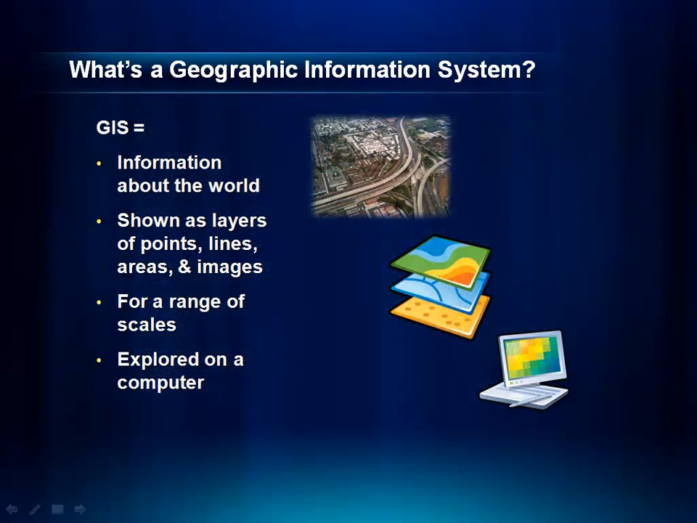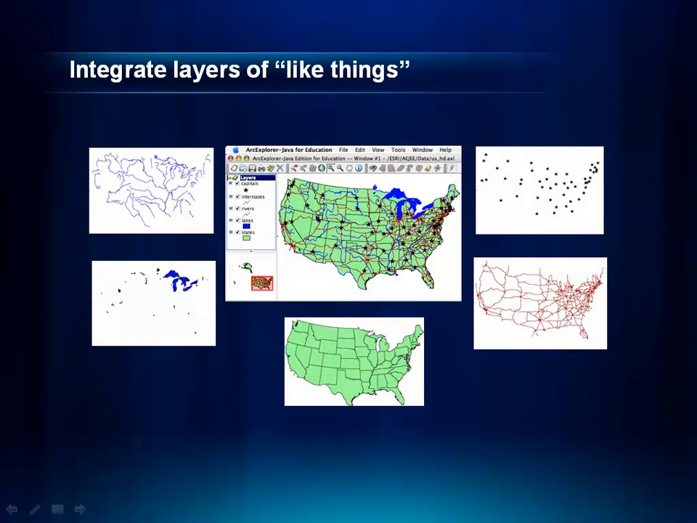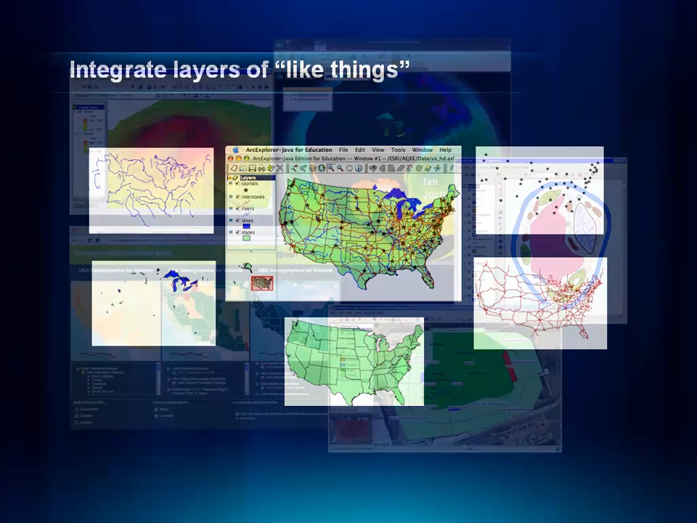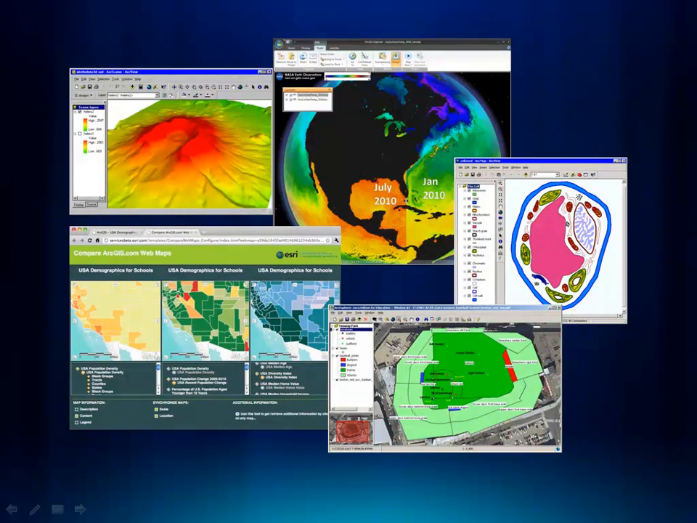So a GIS is information about the world that gets represented as a series of layers of like things that are displayed as points, or lines, or areas, or images that cover a range of scales from global all the way down to the most local that you explore on a computer. So you work with these like things and you mix and match to construct the map that you want to study. And you can do this about any topic at any scale, from global all the way down to the very small.